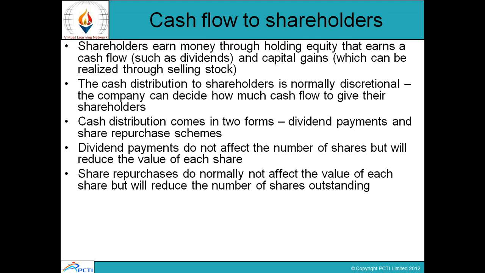Cash flow to shareholders. Shareholders earn money through holding equity that earns a cash flow such as dividends and capital gains, which can be realized through selling stock. The cash distribution to shareholders is normally discretionary. The company can decide how much cash flow to give its shareholders. Cash distribution comes in two forms: dividend payments and share repurchase schemes. Dividend payments do not affect the number of shares but will reduce the value of each share. Share repurchases do normally not affect the value of each share but will reduce the number of shares outstanding.